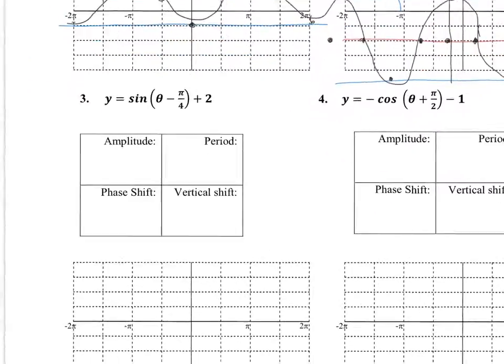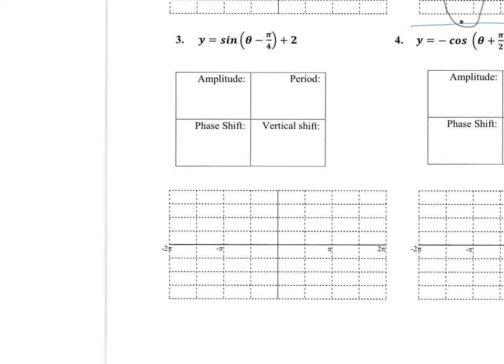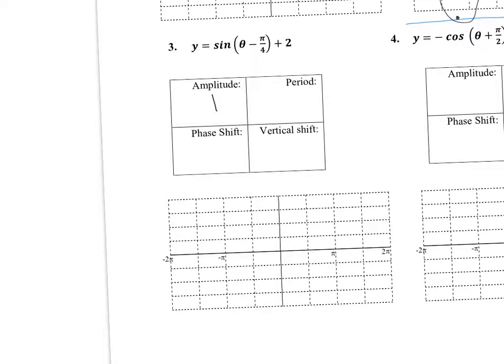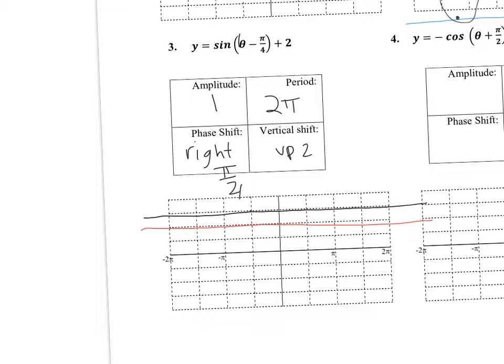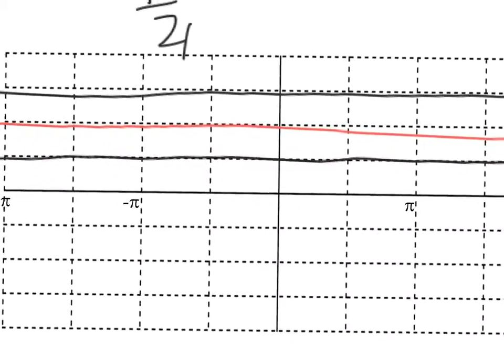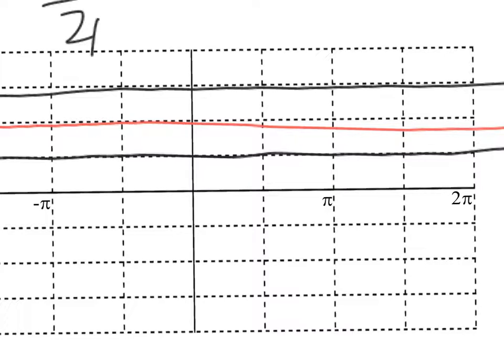Okay, and I'll do one more here. So amplitude, this one is a sine function. The amplitude's 1, the period's 2 pi, the phase shift is right pi over 4, and then I'm going up 2. So if I'm starting up 2, here's my red line, and then it's going to oscillate between these two, and I'm going to start right pi over 4. So this is pi over 4 right here.